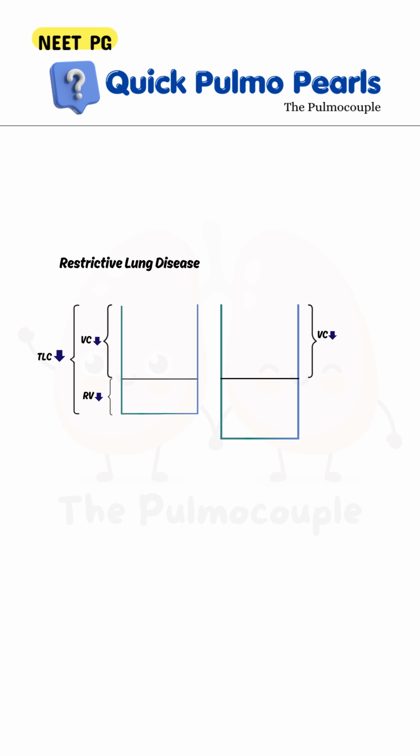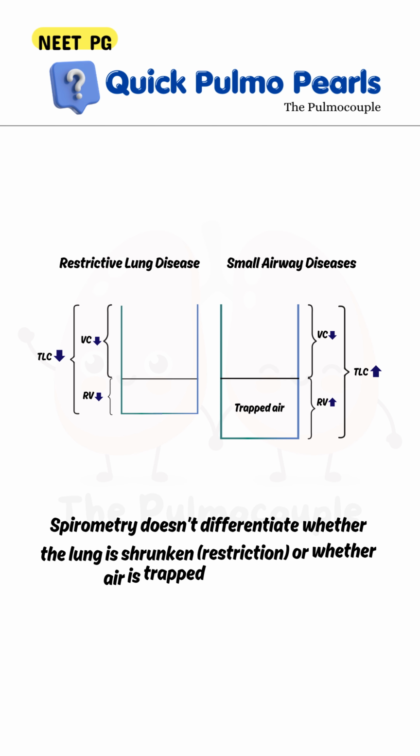In the other scenario, the vital capacity is still low, but this time the residual volume is high, and so is the TLC. This happens in small airway diseases where air is getting trapped in the lower part of the lungs. In both cases, spirometry will tell you only one thing, and that is the vital capacity is reduced, but it cannot tell you why. It does not differentiate whether the lung is shrunken, like in restriction, or whether air is trapped, like in obstruction.